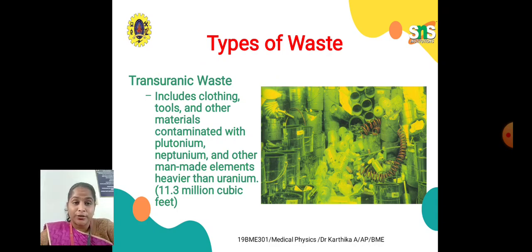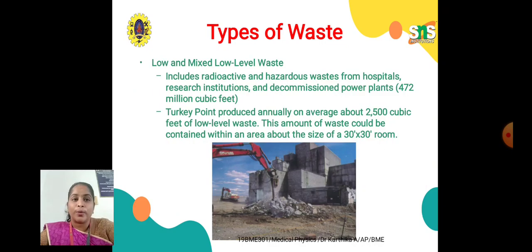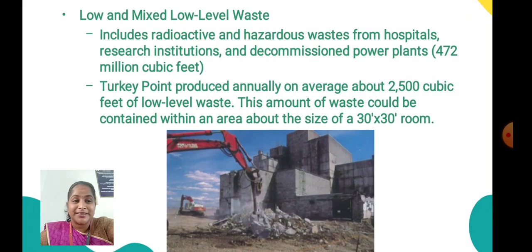It includes clothing, tools, and other materials contaminated with plutonium, neptunium, and other man-made elements heavier than uranium. Also we have low and mixed-level waste. It includes radioactive and hazardous waste from hospitals, research institutions, and decommissioned power plants. Okay, Turkey Point produced annually an average of about 2.5 cubic feet of low-level waste.